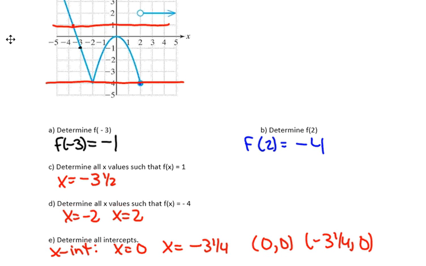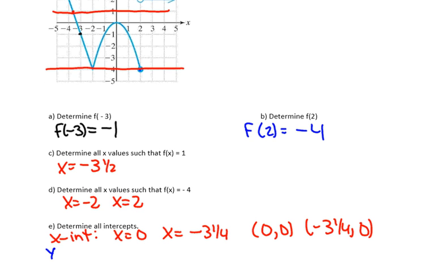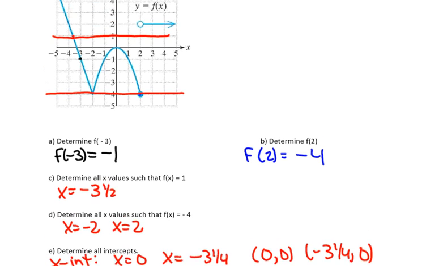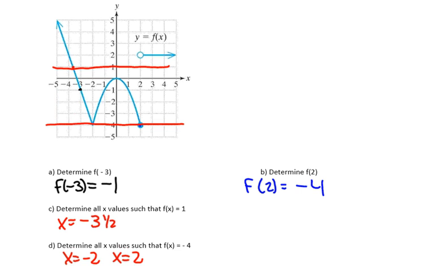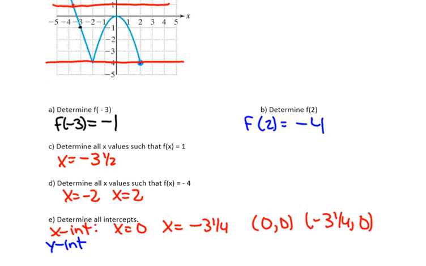The y-intercept. Now remember the y-intercept, this is when x is equal to 0. So when does that happen? Well, the only time that happens on the graph, again, is when x is equal to 0. So notice the y-intercept I can write as an ordered pair 0, 0.